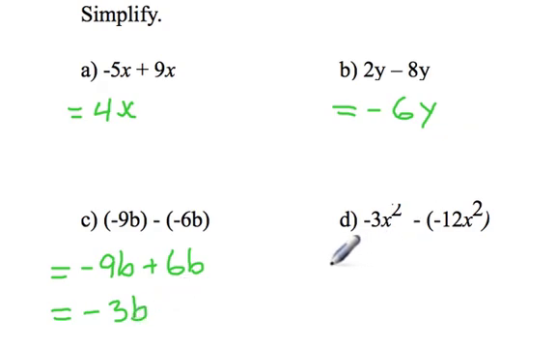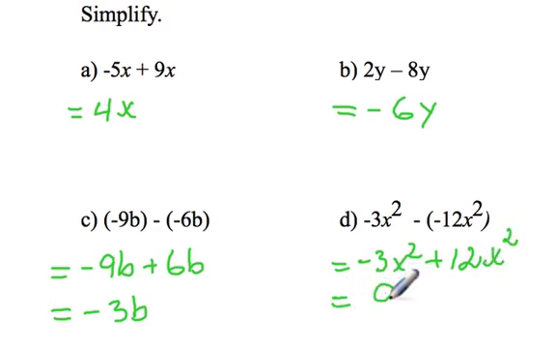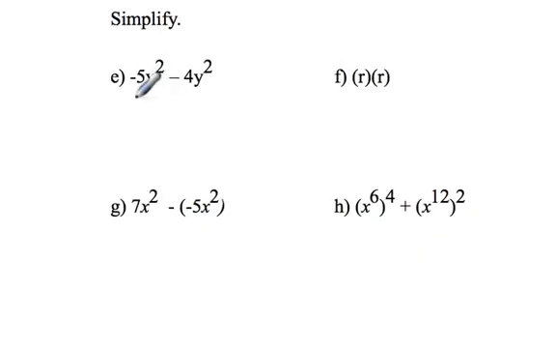For question D, we have negative 3x squared, take away negative 12x squared. So we will rewrite it as add a positive 12x squared, and that equals positive 9x squared. For question E, we have two like terms. We have negative 5y squared and negative 4y squared. When you combine, that equals negative 9y squared.